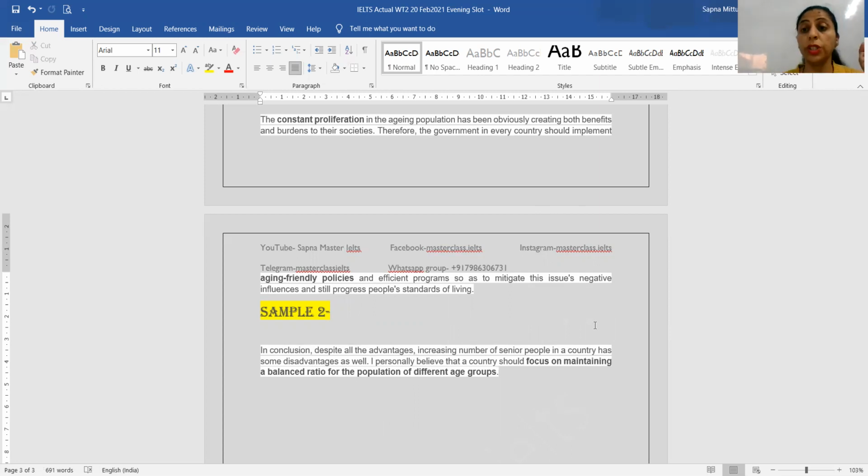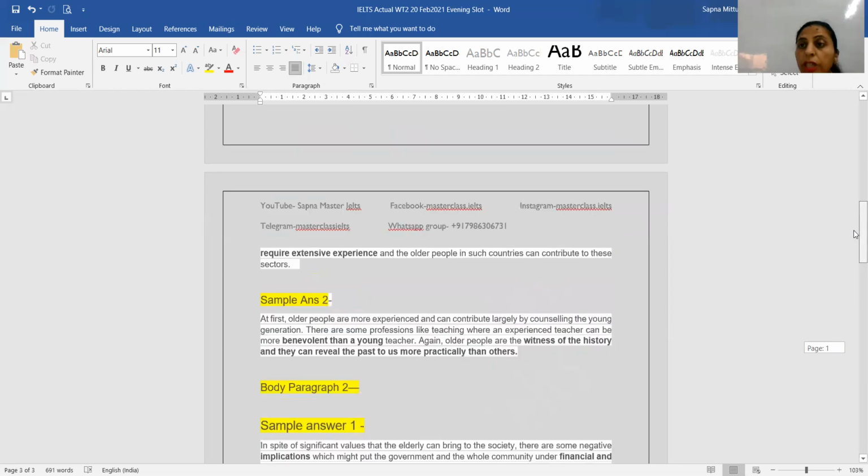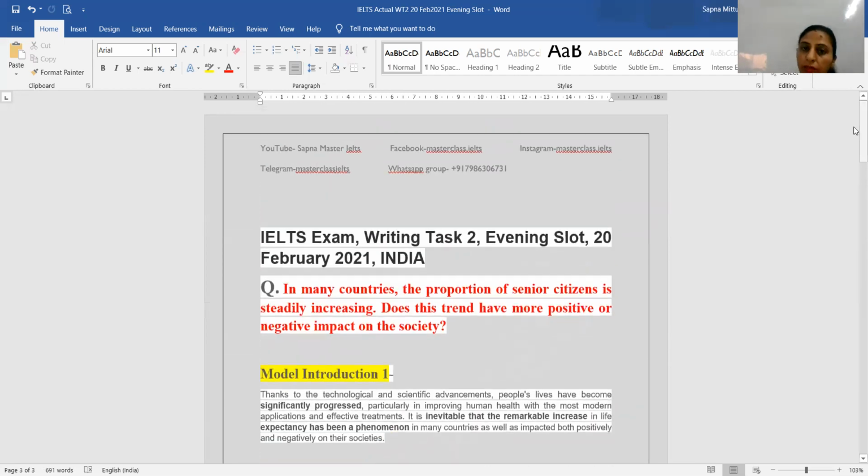So make sure whenever you are going to write, you have this kind of idea that your conclusion is linked to the intro part. And every body paragraph must have a main idea, meaning the topic sentence, and the rest of the paragraph is connected to it logically with the help of connectors as well as discourse markers. In this way, your task is complete. And this was the task which came on 20th February 2021 in India in the evening slot. So you can also prepare and practice this.